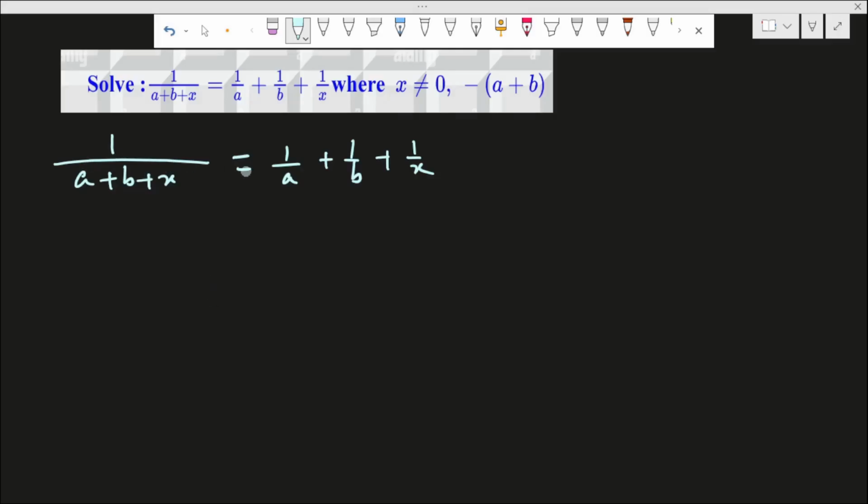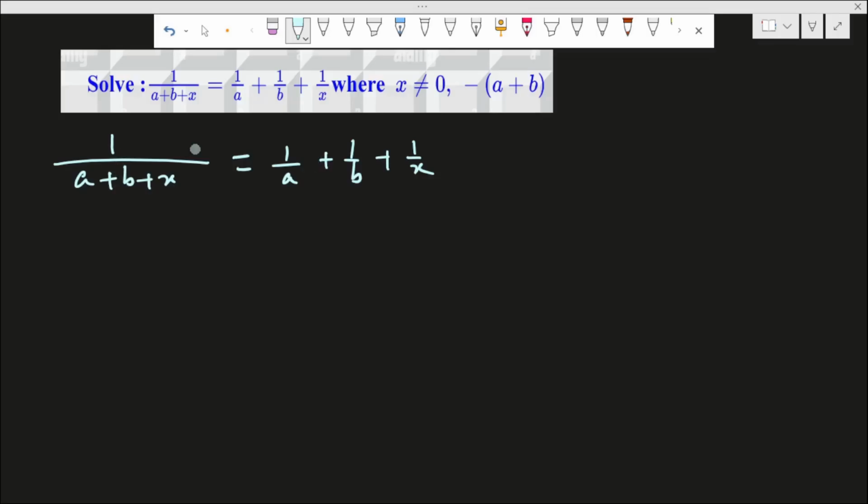Before going to solve, let us think and calculate something. If we add the right hand side, there are three fractions: 1 by a, 1 by b, 1 by x. With LCM a, b, x, after adding we will have three terms in the numerator. After that, if we cross multiply, a plus b plus x will be multiplied by these three terms. Then we will get 9 terms, so it may not be easy.